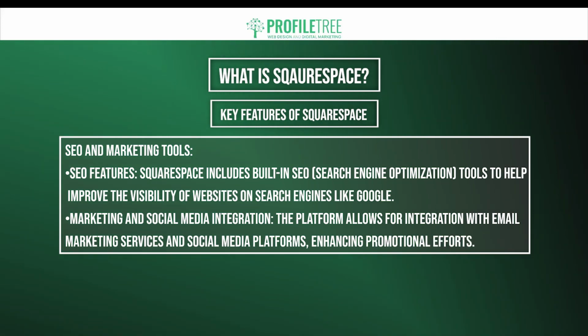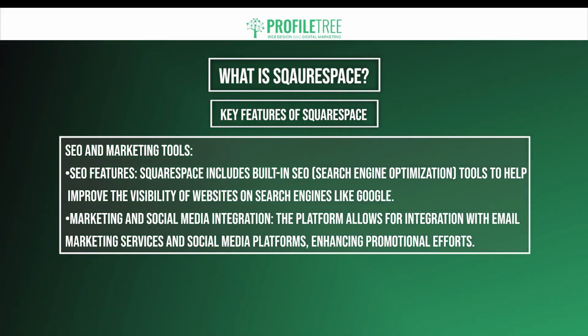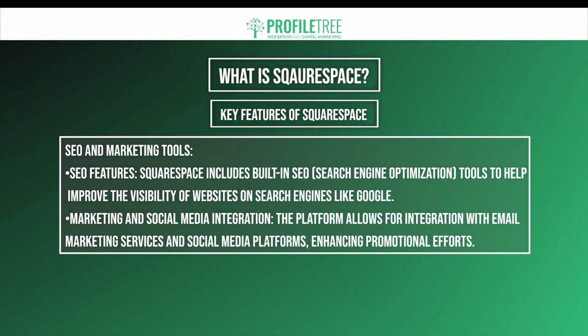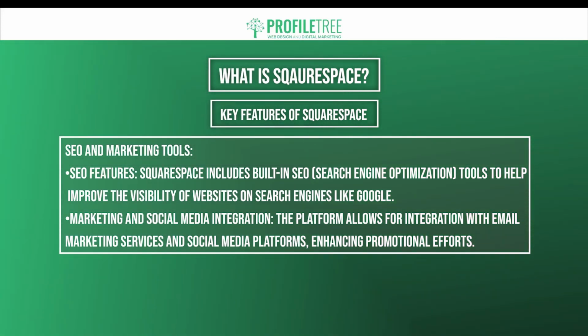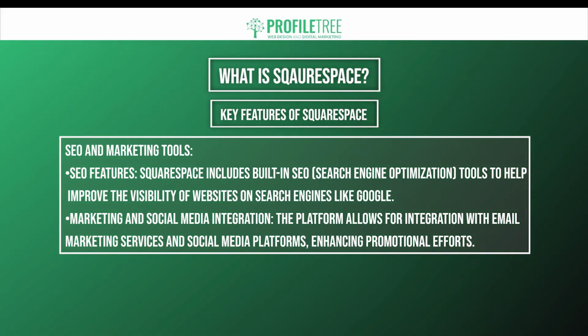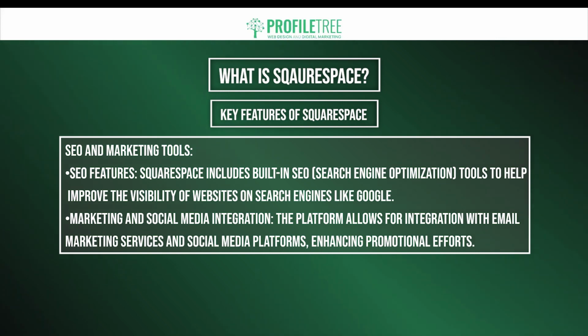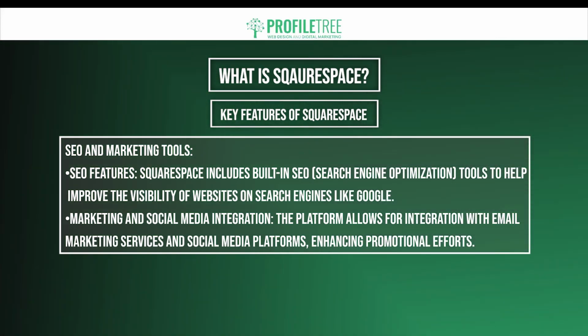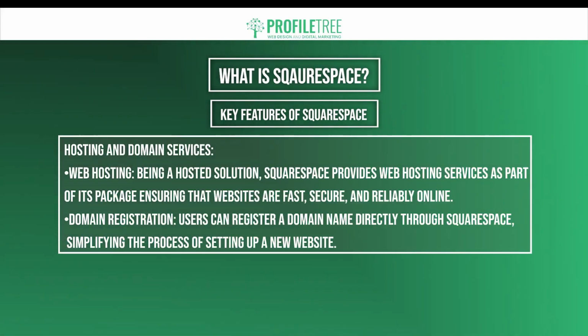Anyway, you do also have SEO and marketing tools on the website builder itself. So with the SEO features, Squarespace includes built-in SEO. For those who don't know, SEO is search engine optimization for short, and it helps rank your website better. Now, it does have these SEO tools to help improve the visibility of websites on search engines like Google, Bing, or Microsoft Edge. As well as this, it does have marketing and social media integration. So the platform itself allows for integration with email marketing services and social media platforms, and that enhances the promotional efforts.